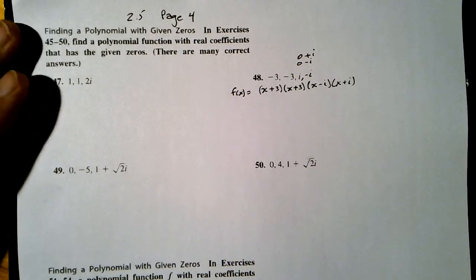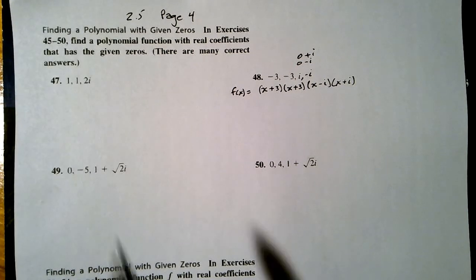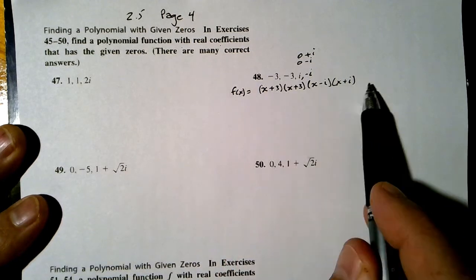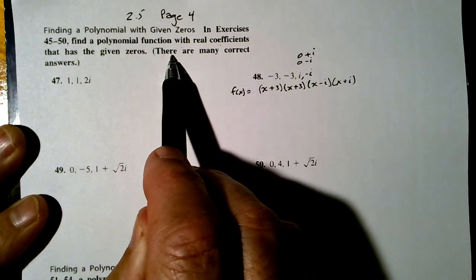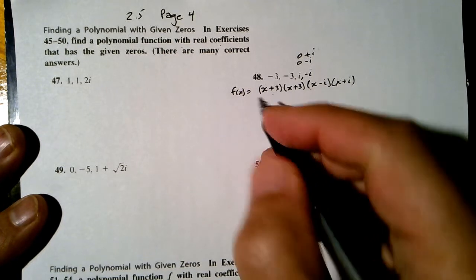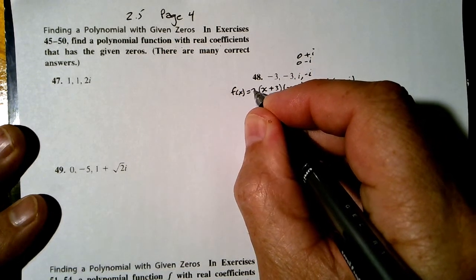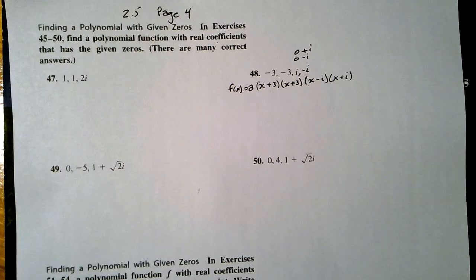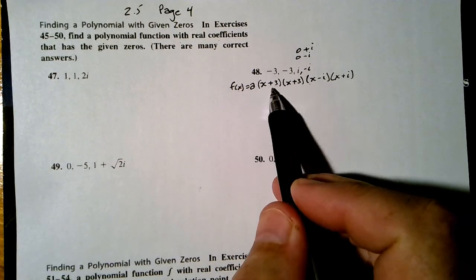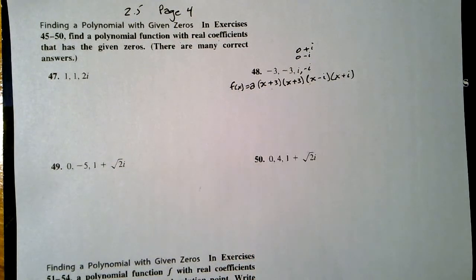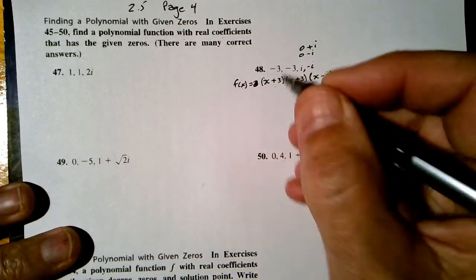So in some ways we have this question answered. Find a polynomial function with real coefficients. Well, I found a polynomial function. And then what about this? There are many correct answers. Well, these would still be zeros no matter what number was put here in front, provided that number is not 0. So any non-zero a gives exactly just these 4 zeros. So we'll just say a is 1 for simplicity's sake.